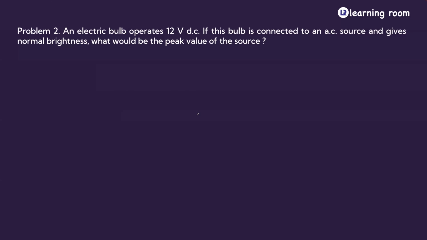Second, an electric bulb operates at 12 volt DC. If the bulb is connected to an AC source and gives normal brightness, what would be the peak value of the source? It's simple now. There is a bulb which is working at 12 volt DC. So the 12 volt is actually the ERMS. The equivalent DC value is ERMS. And what are they asking? They want the peak value. So take that to be E naught. E naught is equal to root 2 times 12.